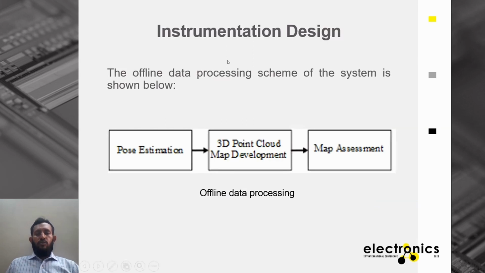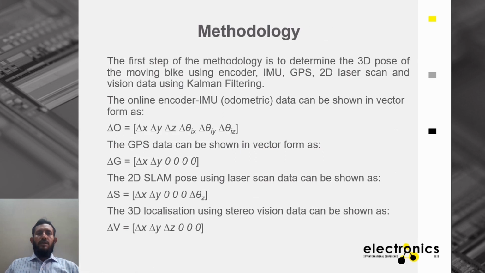So the actual process is that when the bike is moving, we first store all the data using the Robot Operating System. Then we have done the surveying of any vicinity, and then we started to reprocess that data. First we are doing the pose estimation using MATLAB software. Then after pose estimation, we perform the 3D point cloud map development. And after that, we use another kind of software to do the map assessment. So these are the steps which I have explained in the methodology.